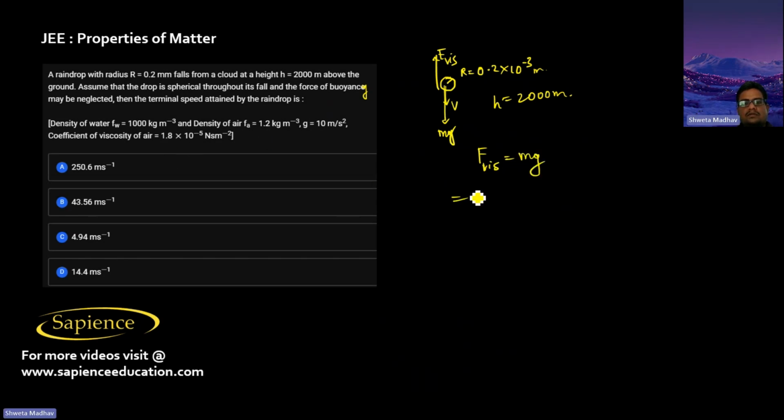Now, viscous force is given as 6 pi eta r v, which is equal to mg, which is 4 by 3 pi r cubed into rho into g. Rho is the density of water. Eta is the coefficient of viscosity of the air.